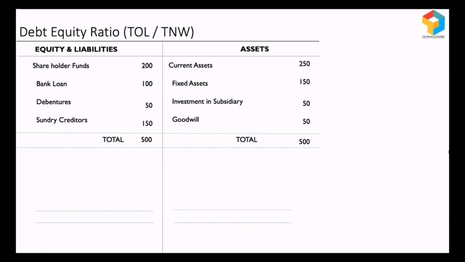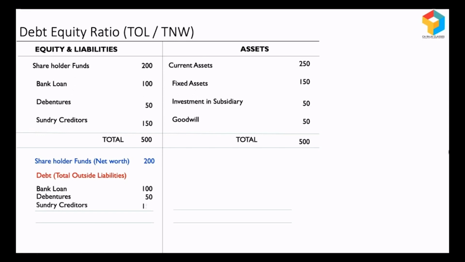Now with this balance sheet, let's first calculate our debt equity in the normal way, like what we did earlier. We have to find out the shareholders' funds, and in this case it is pretty straightforward, 200. Then we compare that with the debt, which is outside liability: bank loan of 100, debentures of 50, and sundry creditors of 150. Total outside liabilities is 300. So debt equity we can calculate as debt divided by equity, or total outside liability by net worth. 300 by 200 gives us a debt equity ratio of 1.5:1.